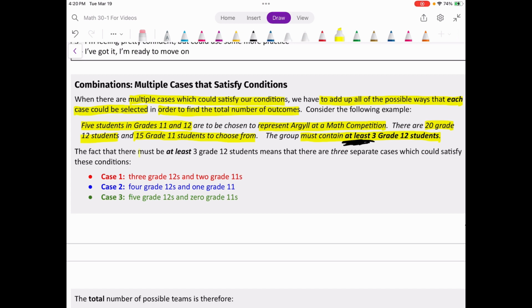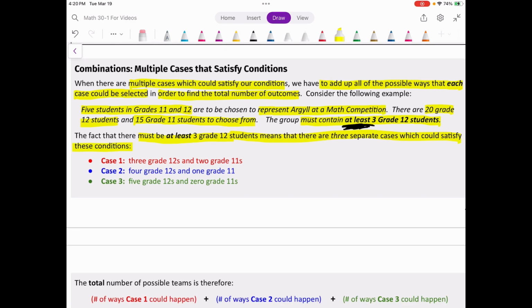The fact that there must be at least 3 grade 12 students means there are 3 separate cases which could satisfy them, right? At least 3 means we could have 3 grade 12s and 2 grade 11s because we're choosing 5 total, right? So that's at least 3. But we could also have 4 grade 12s and 1 grade 11. That's still at least 3 grade 12s, right? 4 is at least 3, okay? Or we could even have 5 grade 12s and 0 grade 11s, right? We just can't have 2 grade 12s or 1 grade 12 or 0 grade 12s, but we could have 3, 4, or 5. So that's 3 separate cases to think about.